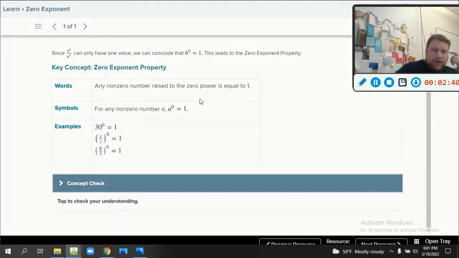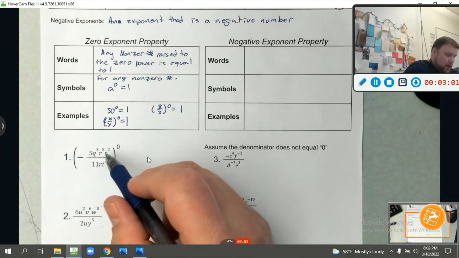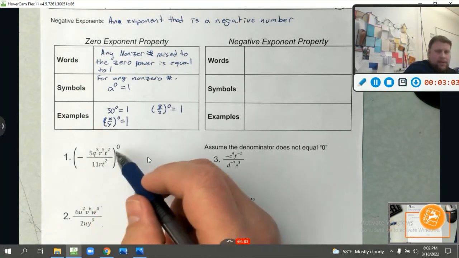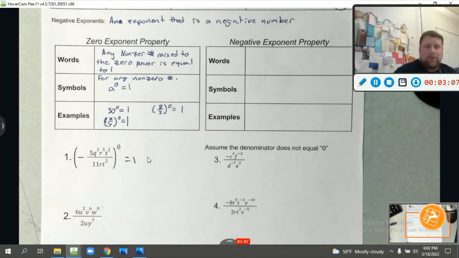Zero exponent property. Any non-zero number raised to the 0 power is equal to 1. For any non-zero number, a to the 0 equals 1. Anything to the 0 power is 1. And we have some examples here. All right, so let's look at some examples here. We don't really care what's on the inside because on the outside it's to the 0, which equals 1. Beautiful. I've been known to do that on a test before.